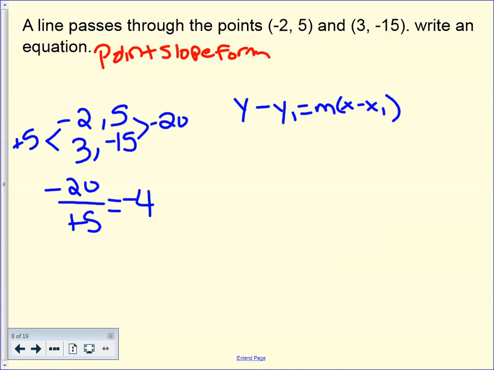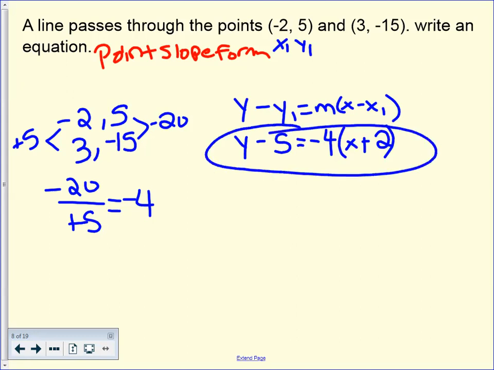Hopefully you guys are noticing these ones are pretty easy as long as you have a slope. Because all I need to do is put my slope in there and know a point. So if I use this point here, label it, put the -2 in, and when I do that, it becomes positive. Put the 5 in, when I do that, it becomes negative. Y minus 5 equals -4(x plus 2). If you use the other coordinate, that's fine. It would be y plus 15 equals -4(x minus 3).